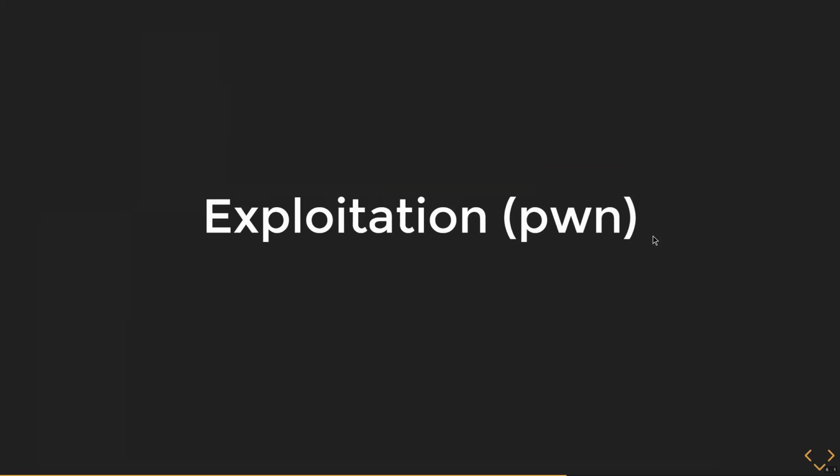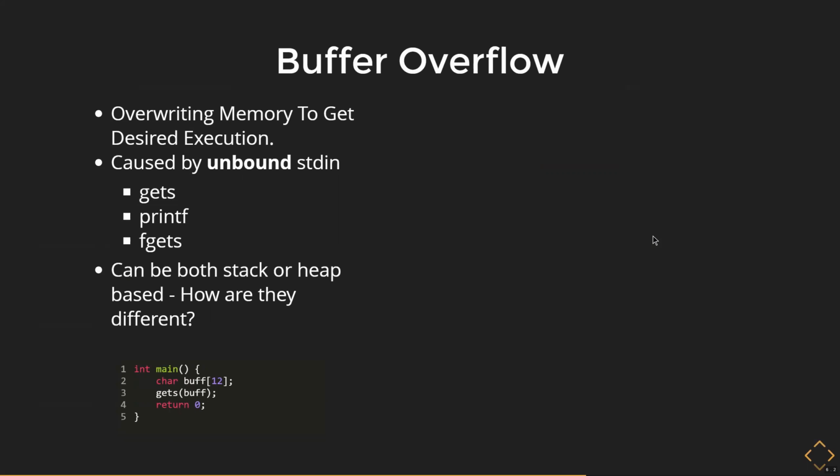So let's get to the really good stuff, exploitation. The first one I want to talk about is buffer overflows. What we're trying to do here is overwrite the desired part of memory. It's caused by unbound standard input. Generally, the functions we want to look for are gets, printf, fgets, in the case we want to read from a file, and it can be both stack and heap based. So the question for you is, how are they different?